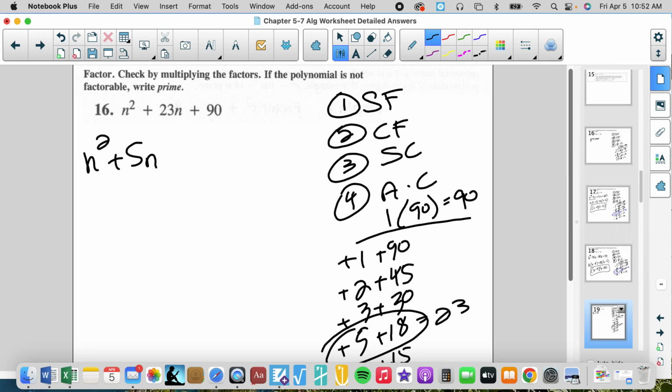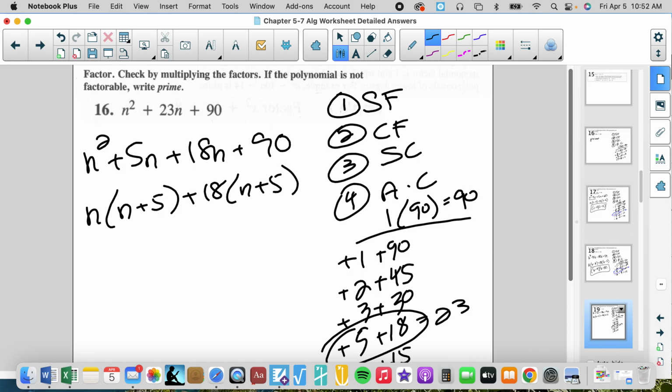So that's 5n plus 18n plus 90. Factor out an n, you get n plus 5. Factor out an 18, you get n plus 5. N plus 5, n plus 18.